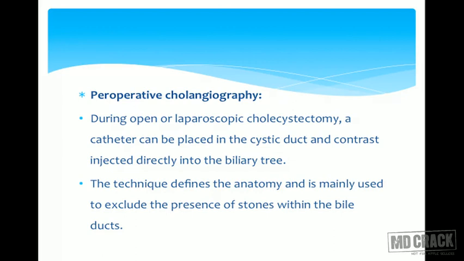Peroperative cholangiography can be done during open or laparoscopic cholecystectomy. It is done by a catheter which is placed in the cystic duct, and contrast is injected directly into the biliary tree. The technique defines the anatomy and is mainly used to exclude the presence of stones within the bile ducts.